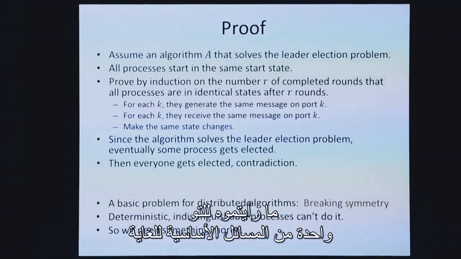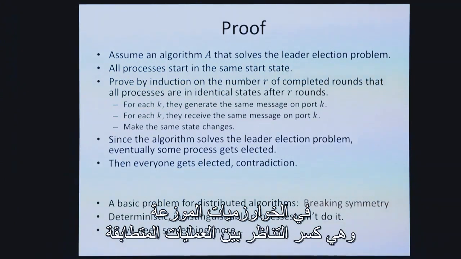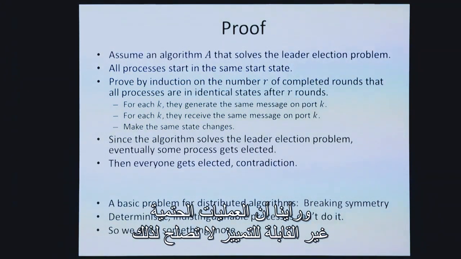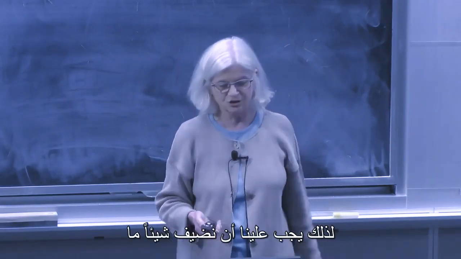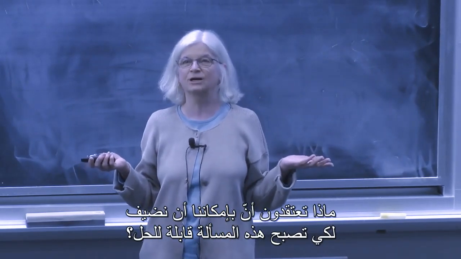Okay, so what you've just seen is one of the very basic problems for distributed algorithms, which is breaking symmetry among identical processes. And you see that deterministic, indistinguishable processes just can't do it. So we have to have something more. What do you think we could add to make this problem solvable?